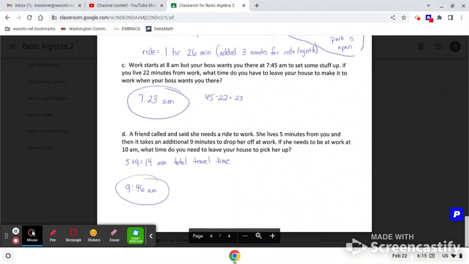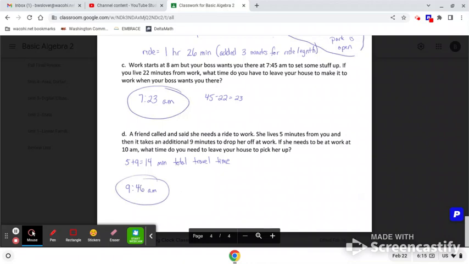And then you can work through letter C on your own. Let's look at letter D. So a friend calls you, needs a ride to work. She lives 5 minutes from you, and it takes an additional 9 minutes to drop her off at work. She's got to be at work at 10. What time do you got to leave your house? Well, it's 5 minutes to her, and then 9 minutes from her house to work. So that's a total of 14 minutes that you're going to be driving.